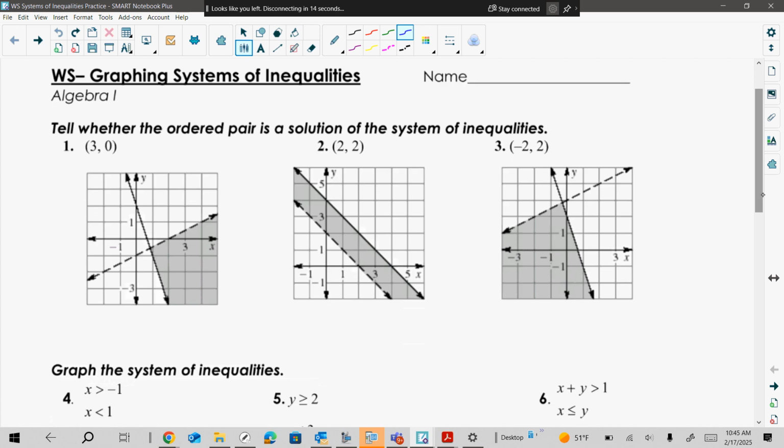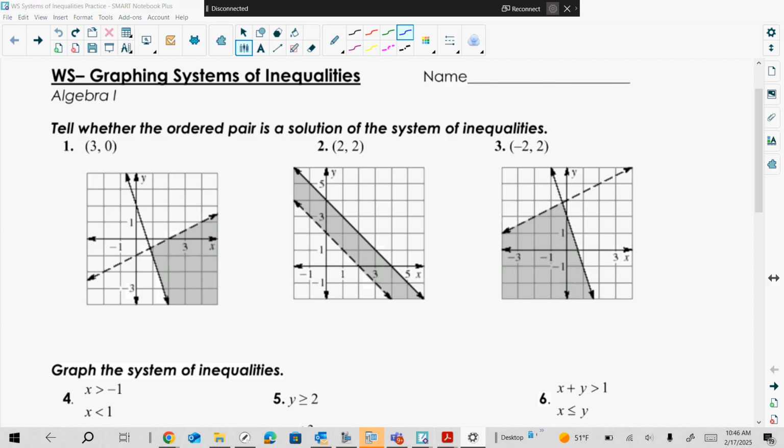There's 3 sections on this. One, plotting points, proving a solution. Graphing, I'll get to it. Just go to the worksheet. Graphing, and then writing the inequality. I'm going to give you the graph. You're going to write the inequality.